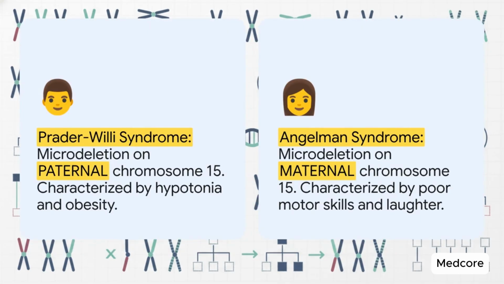Okay, now this is one of the coolest concepts in genetics, so check this out. It's called genomic imprinting. We're looking at the exact same tiny deletion on chromosome 15. If a child inherits that deletion from their father, they get Prader-Willi syndrome. But if they inherit that exact same deletion from their mother, they get Angelman syndrome, a completely different disease. It's an incredible example of how it's not just about what genes you have, but who you got them from.